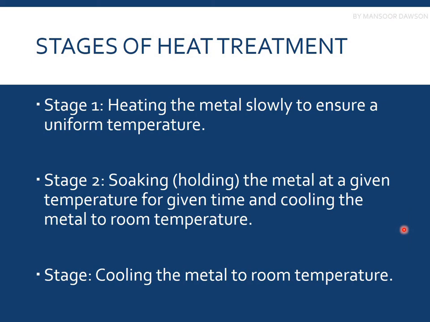Up till now you know that we have three stages in the heat treatment. One is heating, in which we ensure that the temperature we want is achieved uniformly. The second stage is the soaking or holding stage, in which the metal at a particular temperature is given some time so that it soaks the temperature homogeneously. In the third stage, we cool the metal towards room temperature, or to any temperature if we want to hold it further.